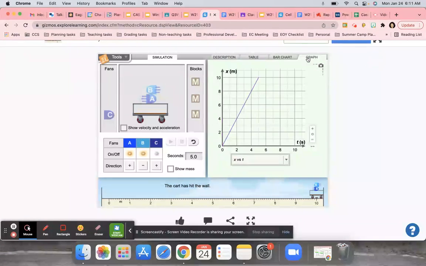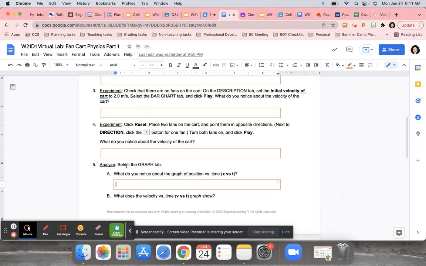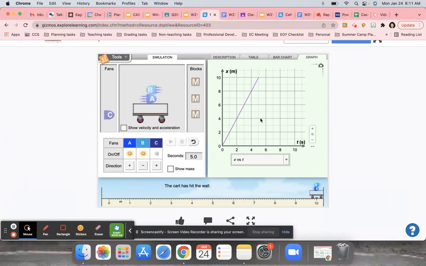So what do you notice about the graph of position versus time? So let's now look at the graph. So select the graph tab. What do you notice about the graph of position versus time? Okay, so it's a straight line, as you can see in here. So recall, what does the straight line mean? Okay, it's not a curve. It's not a horizontal line either.